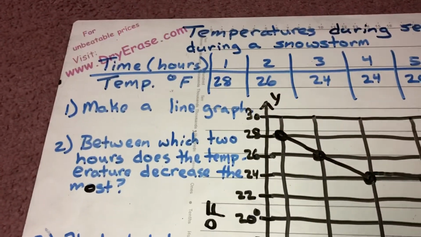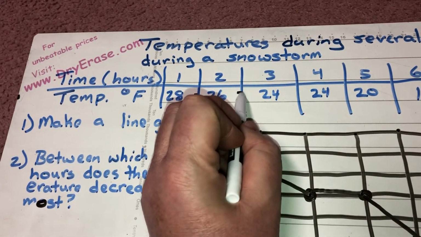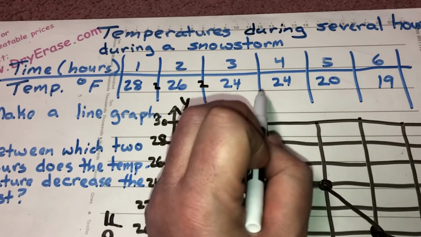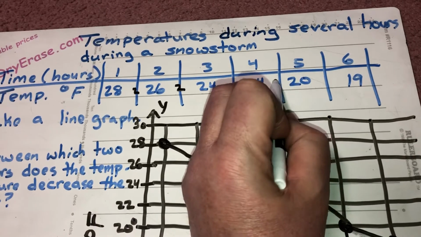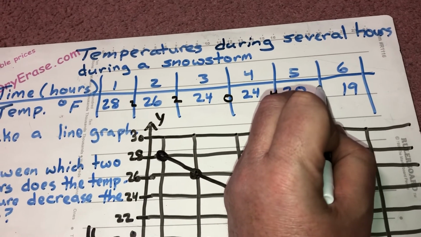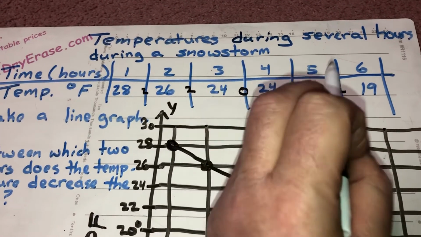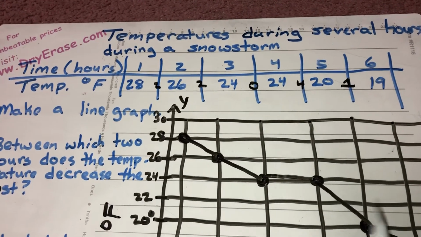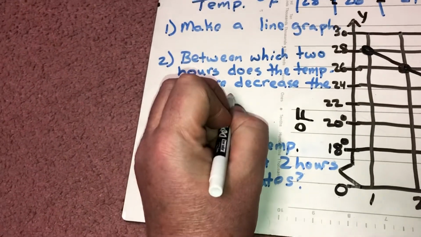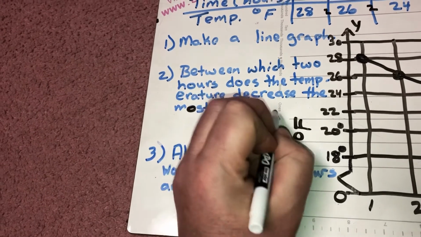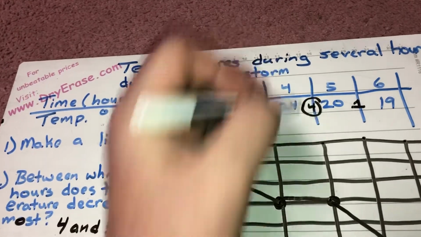Question 2, between which 2 hours does the temperature decrease the most? Well, between 28 and 26, it went down by 2. Between 26 and 24, it went down by 2. 24 to 24, it didn't decrease at all. 24 to 20, it decreased by 4. And between 20 and 19, it only decreased by 1. So it looks like between hours 4 and 5, it decreased the most because it decreased by 4 degrees. So between which 2 hours? We would say 4 and 5. That's when it decreased by 4.